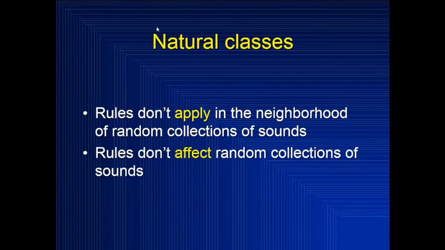Okay, so we can talk about natural classes. The idea of natural classes means that normally we tend to group sounds into groups because those sounds share some common phonetic features. And the fact that they share phonetic features allows us to include them under the same phonological rules. And that's why we say rules don't apply in the neighborhood of random collections of sounds. Rules don't affect random collections of sounds. Same thing here. Okay? That's all.